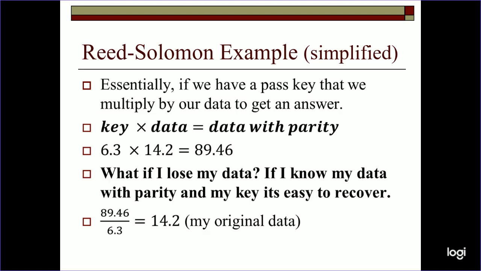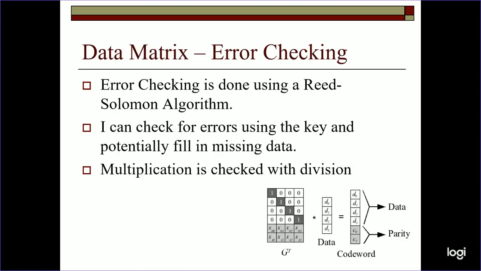So my data is only one part of this equation. My original data is this 14.2. If I have a key that gets multiplied to give me a number, I always have the key, and if I have the number, I can always get back to my original data. You might say, oh, God, that seems crazy. Well, it is a little bit crazy.